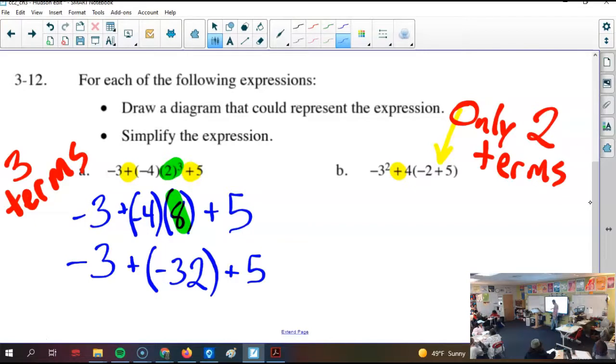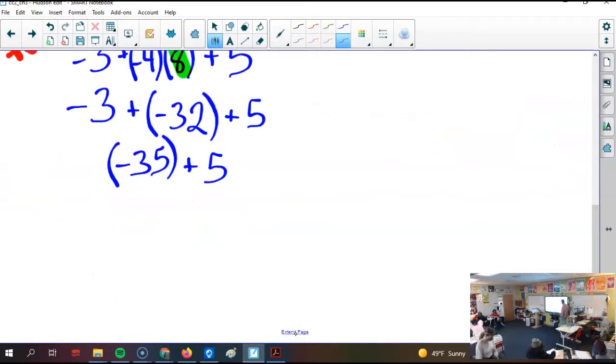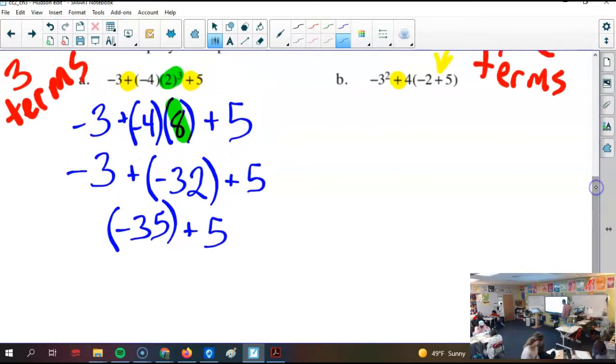-3 and -32, what do we get? -35. Team them up. Then they fight against the +5. Who wins? The bad guys. The bad guys by how much? -30.